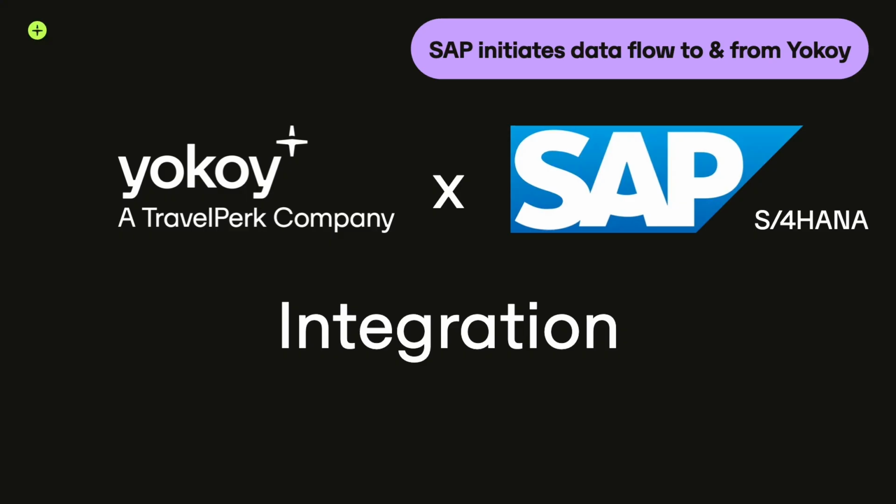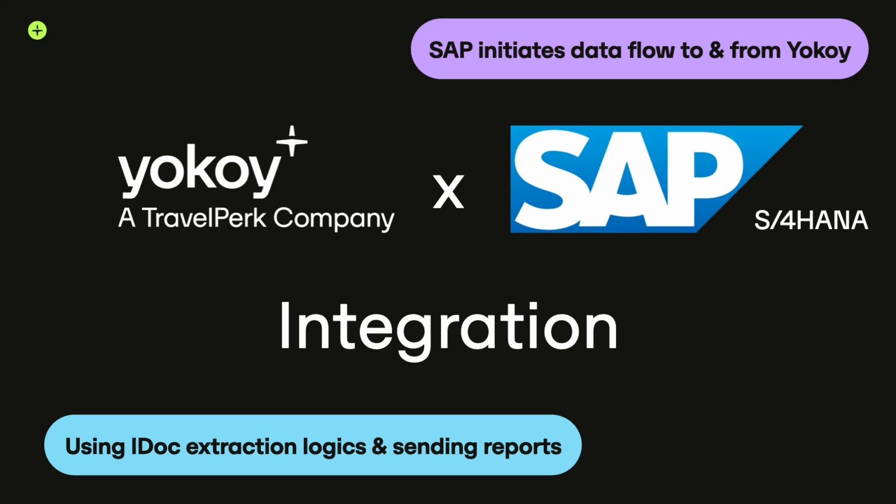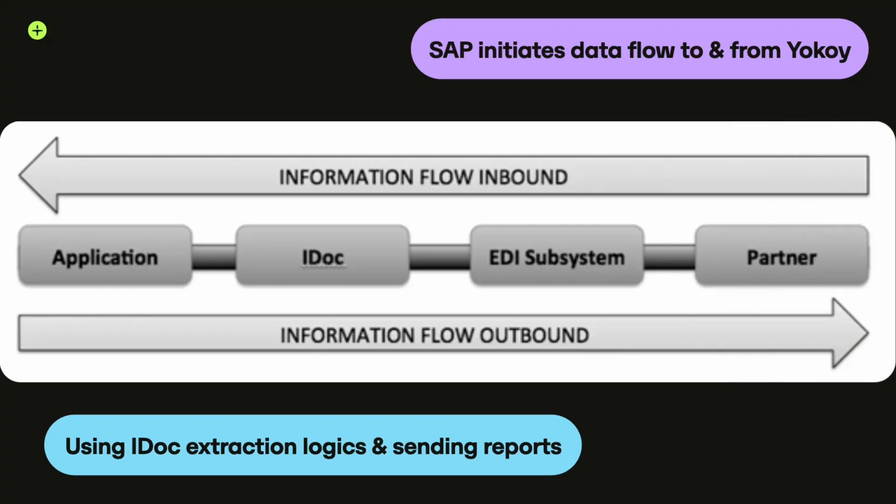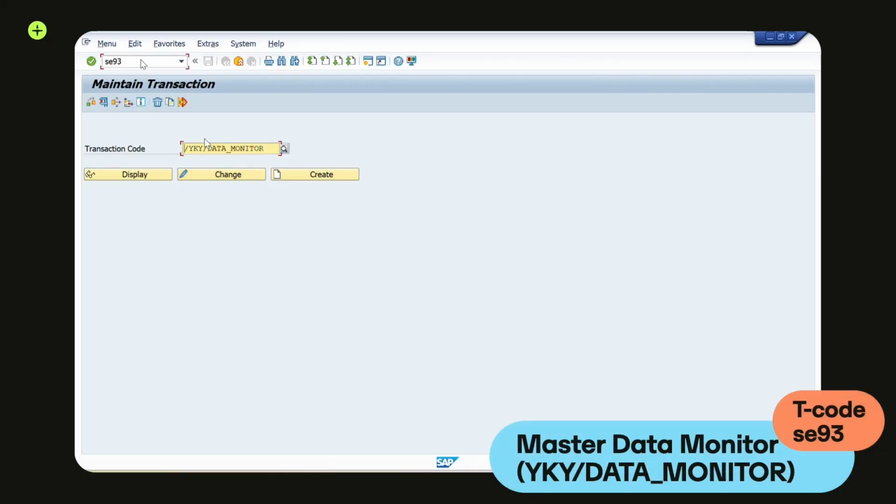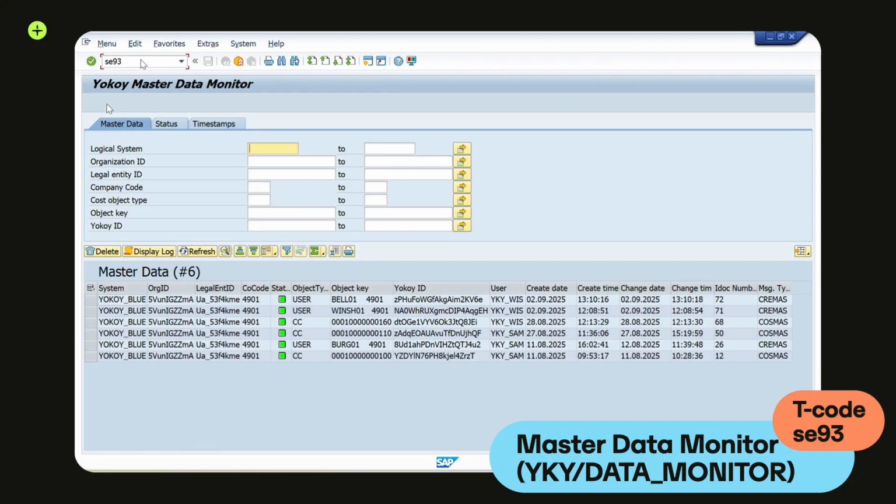Master data is synced according to the relative outbound standard SAP IDOC extraction logics using the standard IDOC sending reports. In other words, change pointers are created for each change made to any of the master data object. These change pointers are then gathered to create a single IDOC for each data object. You can track this data update in SAP via the master data monitor. Now let's take a closer look at some of the data being synchronized.